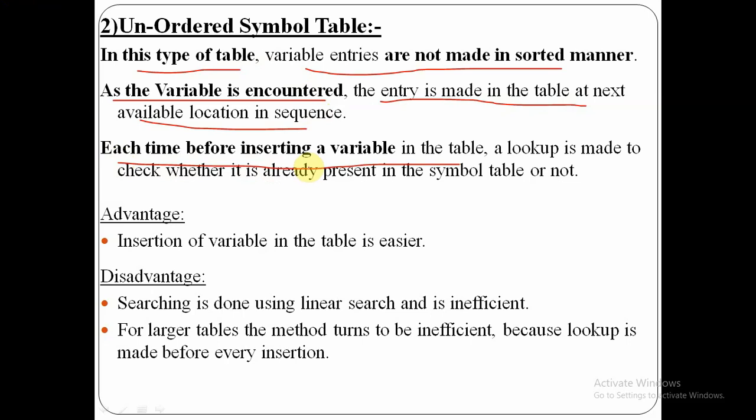And each time before insertion, we check whether it is already present in the symbol table or not. If present, duplicate names are not allowed. It will be an error. Advantages: insertion is easier. We can insert the element easily in the next immediate free slot available in the table. Drawbacks: because elements are not in sorting order, searching is done using linear search only, so it is inefficient. And for larger tables, the method turns out to be inefficient because lookup is made before every insertion.